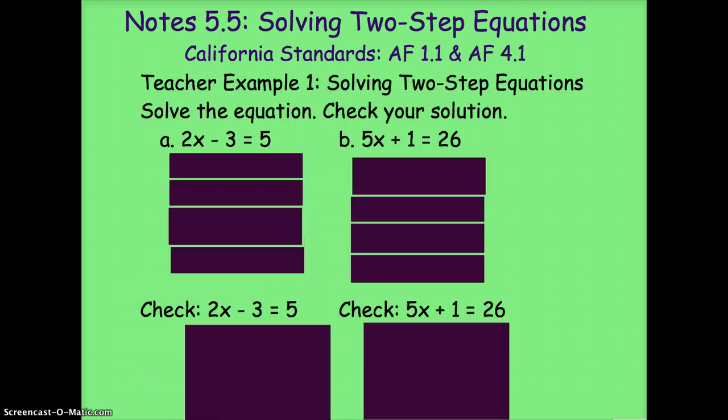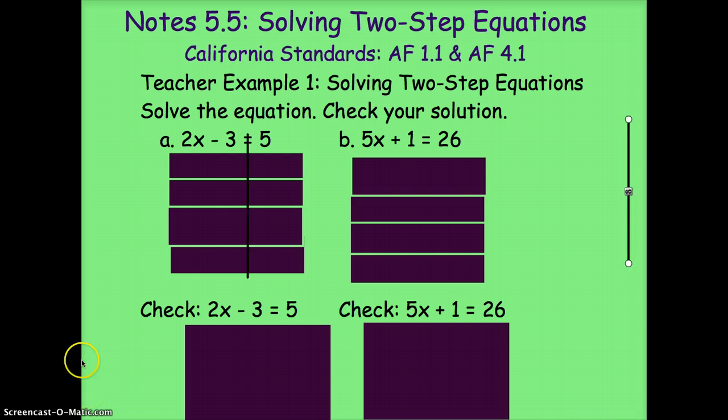So let's take a look at teacher example 1, solving two-step equations. Solve the equation, check your solution. So if you take a look at our first problem, we have 2x minus 3 equals 5. We need to start by undoing any addition or subtraction that we see. So we've got the 2, which is being multiplied with the x, and the minus 3, which is obviously being subtracted. So let's go ahead and start by undoing minus 3, which of course the opposite of subtracting 3 would be adding 3 to both sides of the fence.